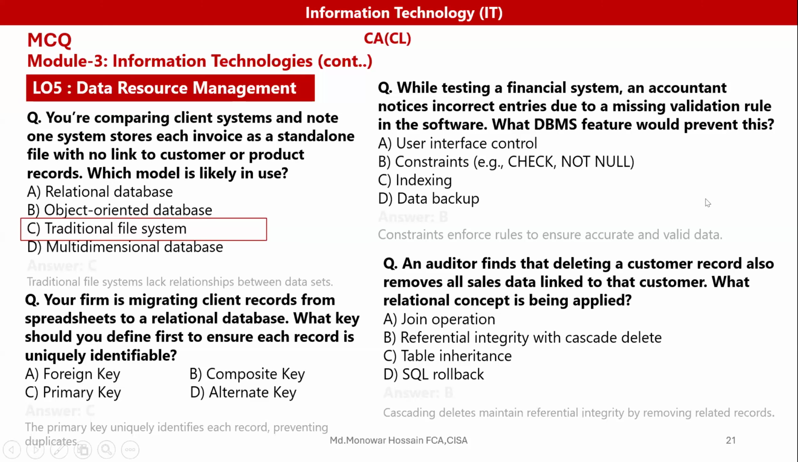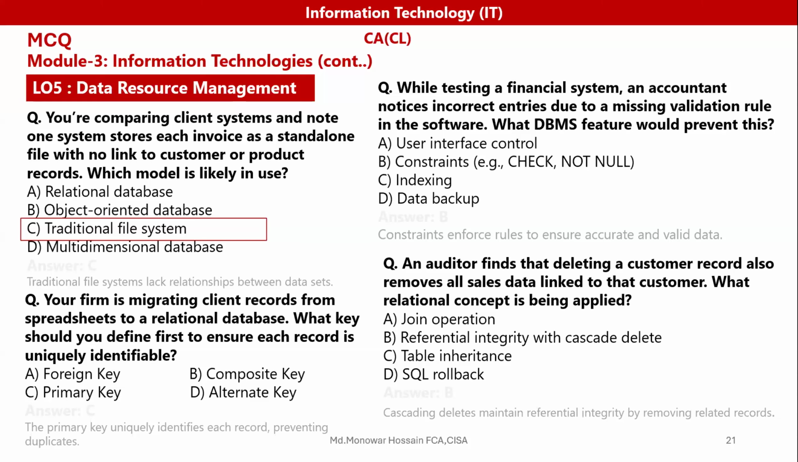Now, your firm or organization is migrating client records from a spreadsheet to a relational database. What key should be defined first to ensure each record is uniquely identifiable?